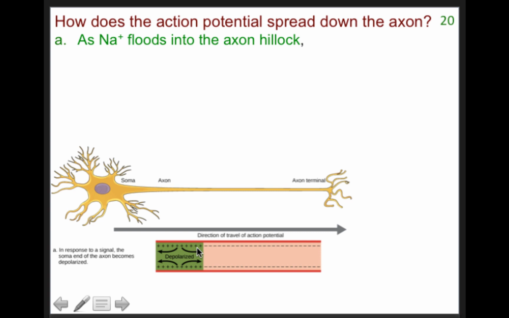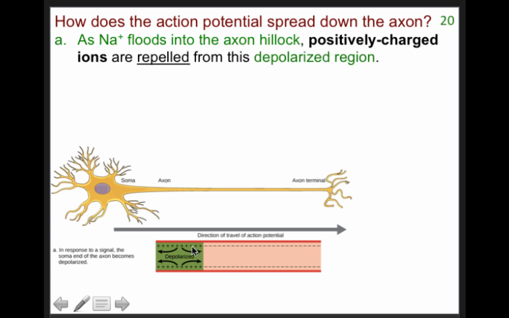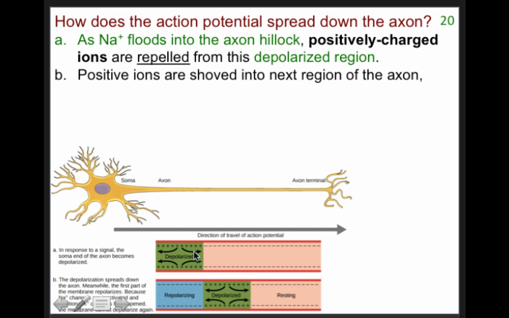All right, so as these sodium ions flood in, all these positive ions that are already in the axon get pushed away from this region. Think about it: if you're a positive ion that was in this region to begin with, and a whole bunch of positive things come in, like charges repel, and so that's going to push other positive charges further down the axon. That movement of positive ions into the next region basically depolarizes the next segment until that segment reaches threshold as well, and boom, we have another action potential happening here.